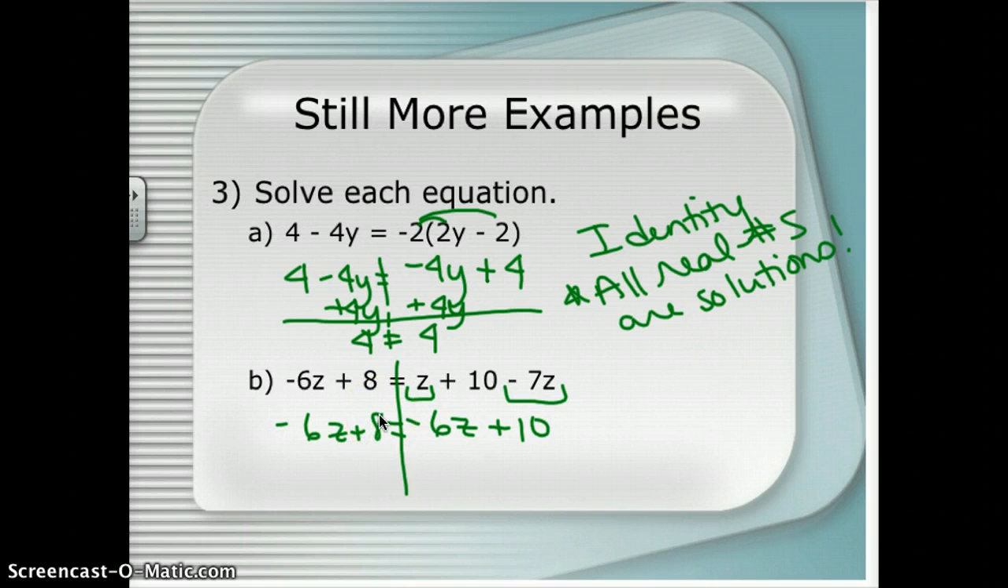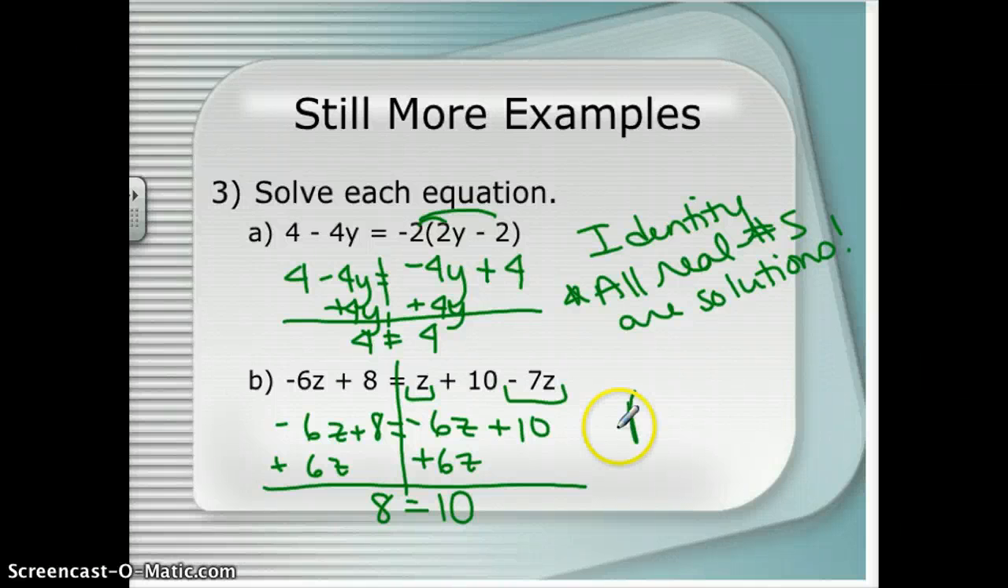Okay, and I've got these negative 6z on both sides. To get rid of it, I'd add 6z. And you're going to notice something funky here. This is 8 on the left side, and on the right we just have 10. And we get an equation that looks like this, 8 equals 10. Think to yourself, is that true? No, 8 does not equal 10. It's never going to equal 10. 8 does not equal 10.